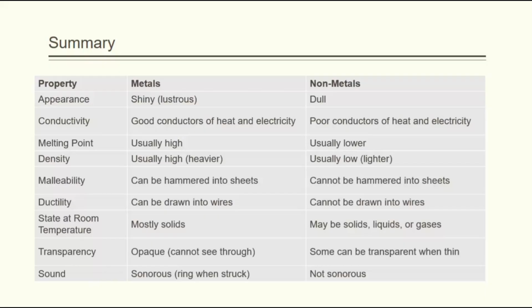When it comes to transparency, metals are opaque. This means that you cannot see through metals. But when it comes to non-metals, some of them can be transparent when they are thin. Now, when it comes to sound, metals are sonorous. This means that they ring when they are struck.